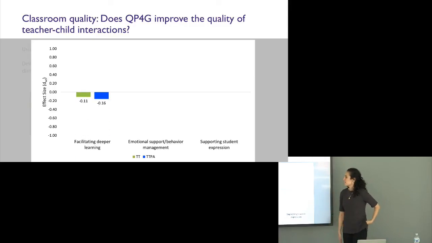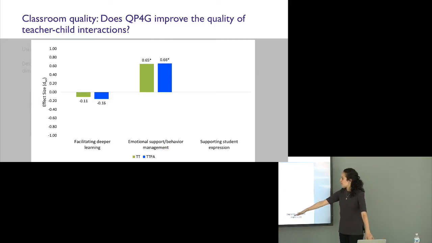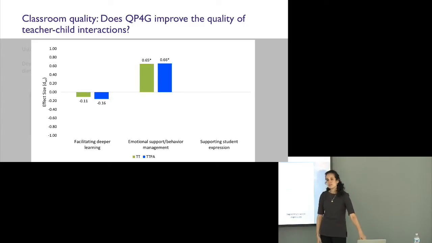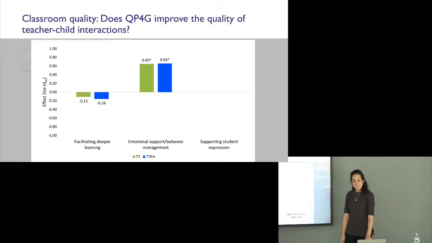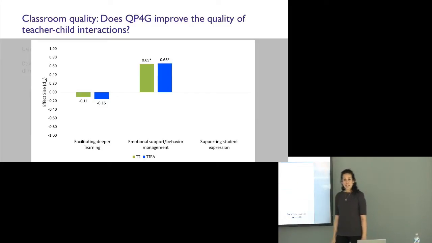So when we look at facilitating deeper learning, these are not different from 0. There's no impacts. There's no changes on teachers' ability to facilitate deeper learning. We do see positive changes of about 0.65 standard deviations when it comes to the domain of emotional support and behavior management. Our theory of change was that these might be larger, and when we engage parents, teachers might suddenly have more support from parents and from the community to implement some of these practices, but we see no differences between the two treatment arms here.